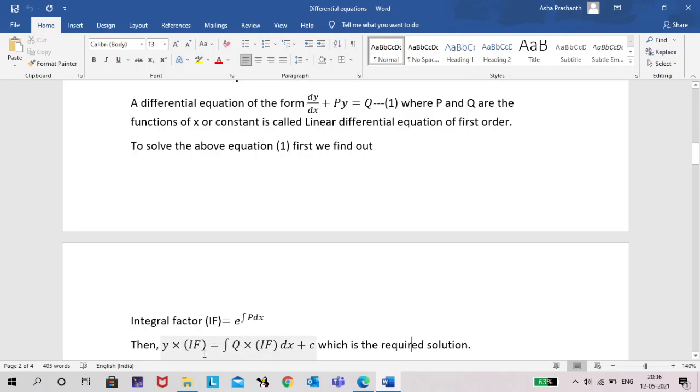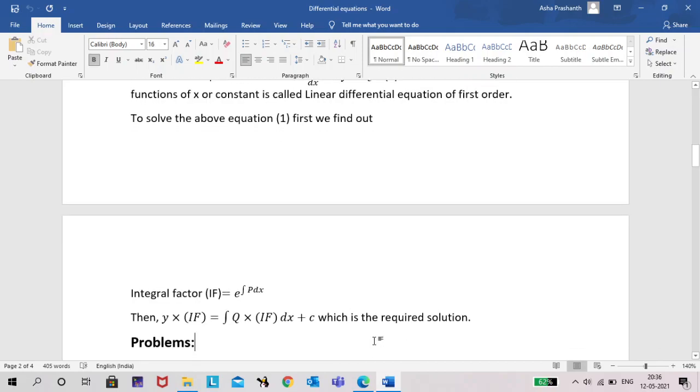The general solution is y. In the left hand side, y into whatever integral factor you get, you should multiply in the left hand side, is equal to the integration of q. The q is there now. The q into integral factor dx plus some integral constant, right? Okay, this is the way of solving the linear differential equation.